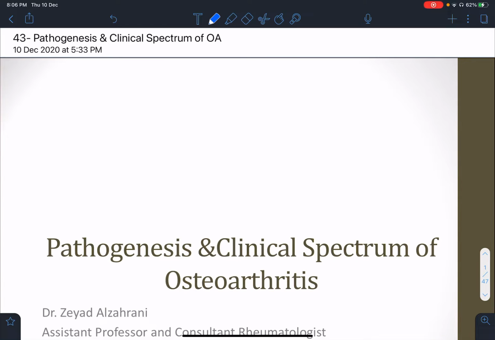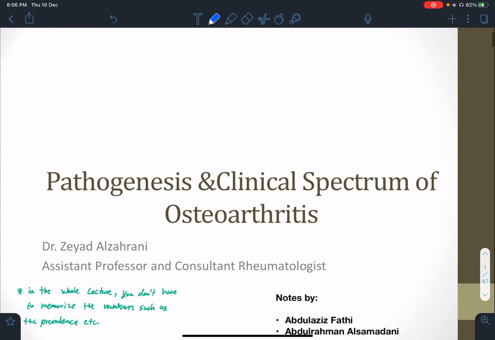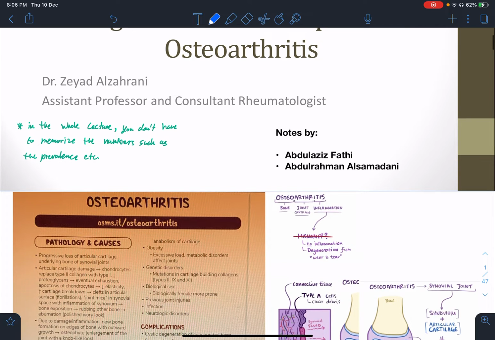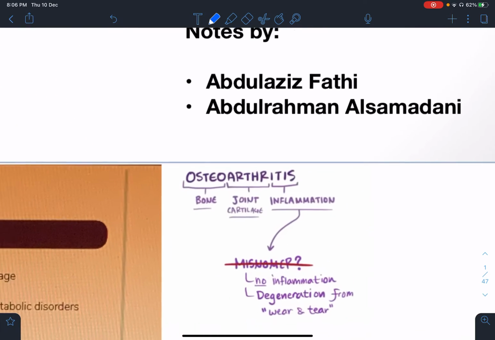Today I'll be talking about the pathogenesis and the clinical spectrum of osteoarthritis. These slides were made by Dr. Ziad Al-Zahrani and adjusted by the Notes Committee. And for a start, we'll be talking about osteoarthritis.